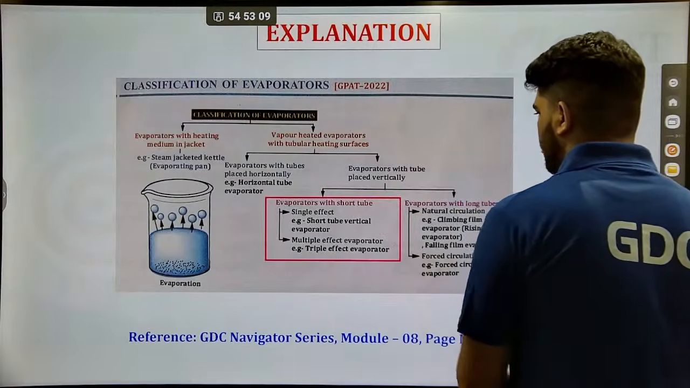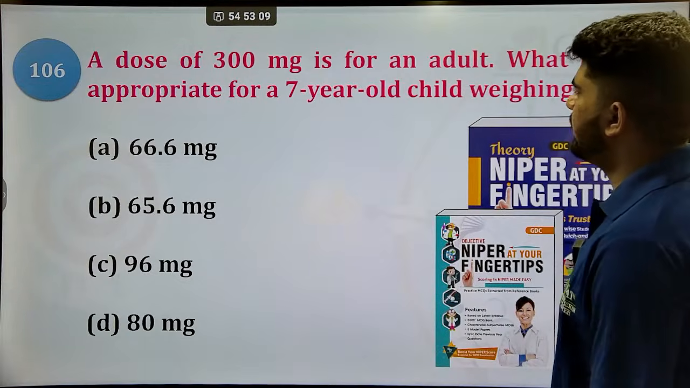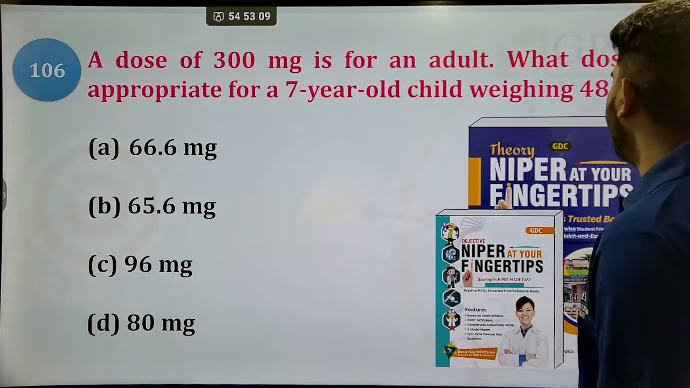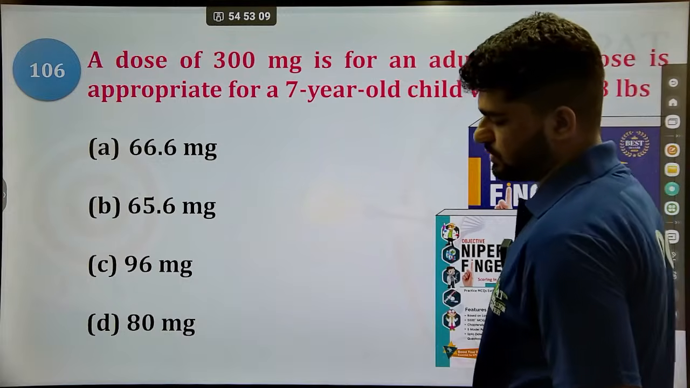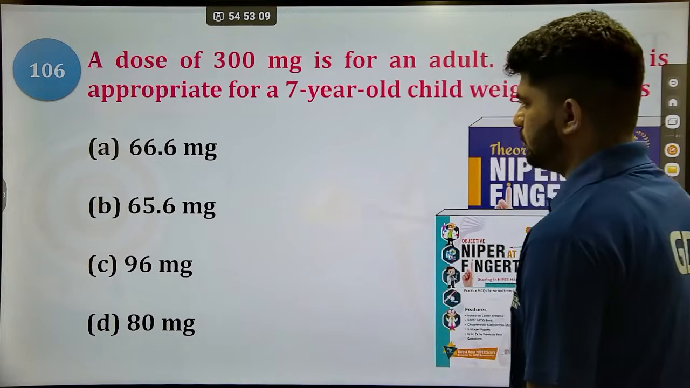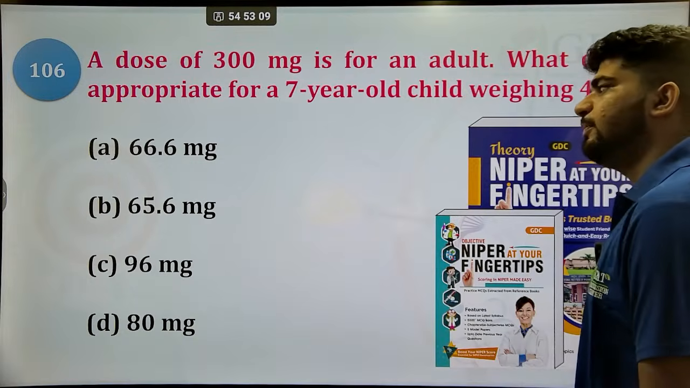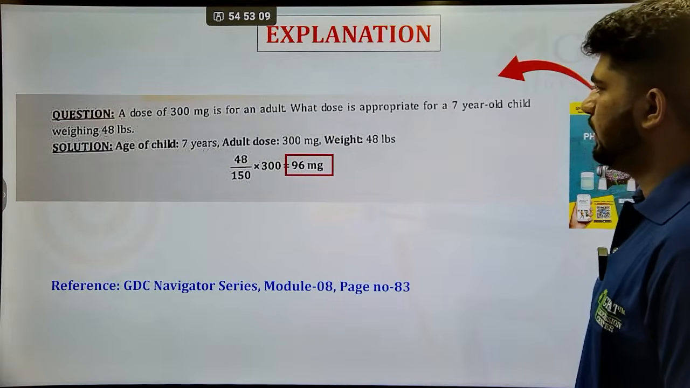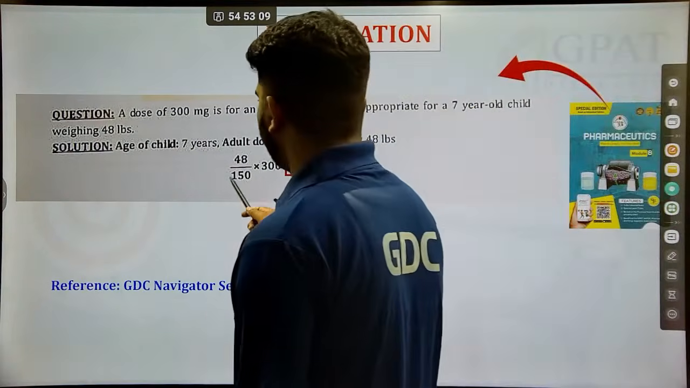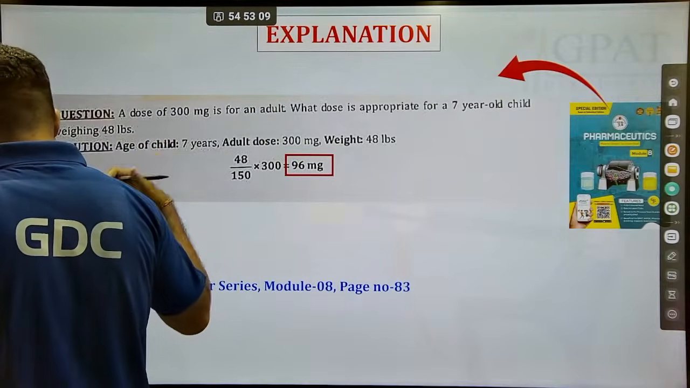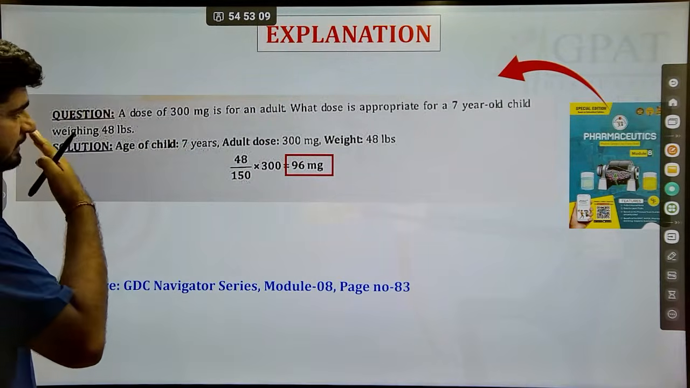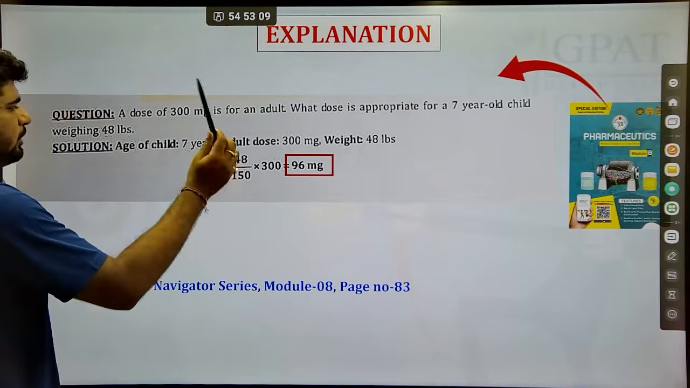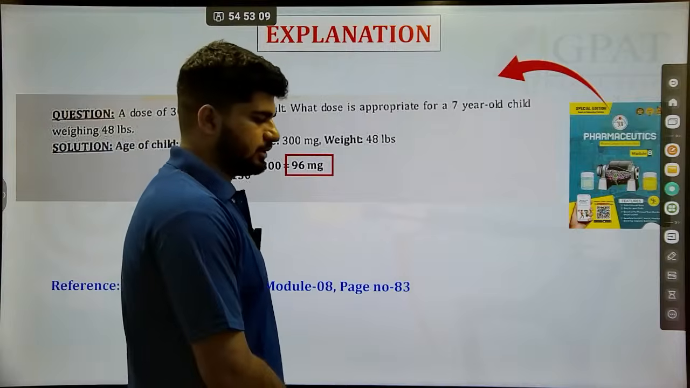A dose of 300 mg is for an adult. What is the dose for an approximately 7-year-old child weighing 48 lbs, that's 48 pounds? So 66.6 mg, 65.6 mg, 96 mg or 80 mg? Let's take the calculation over here. So 48 upon 150, 150 is the conversion. The weight is 48. 48 upon 150 into 300, that is going to be your 96 mg.